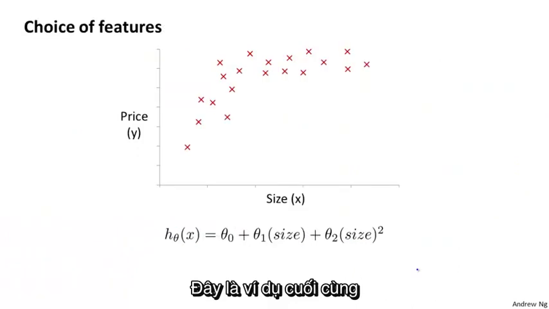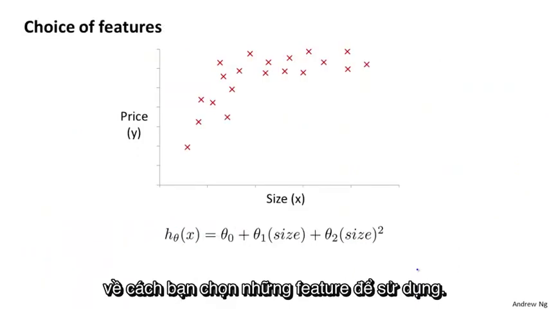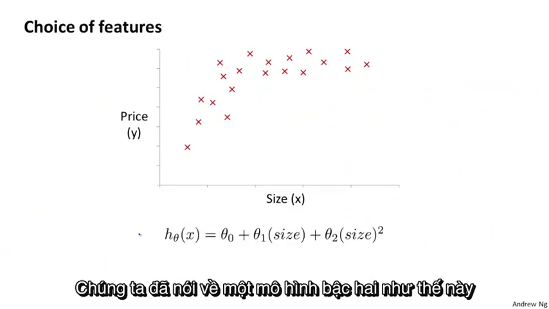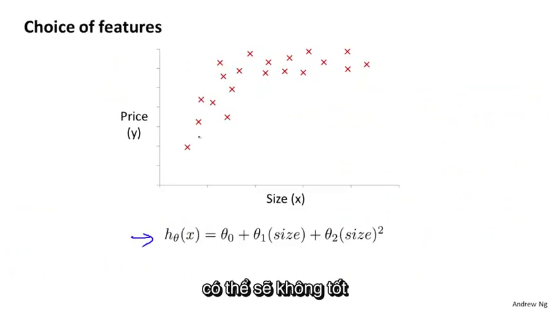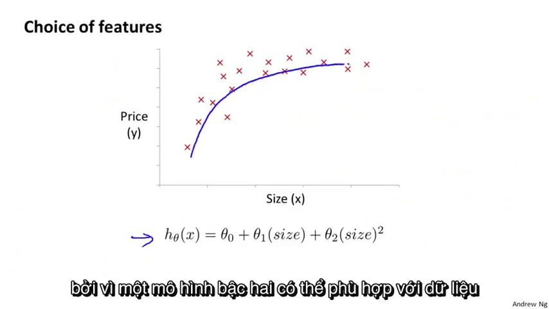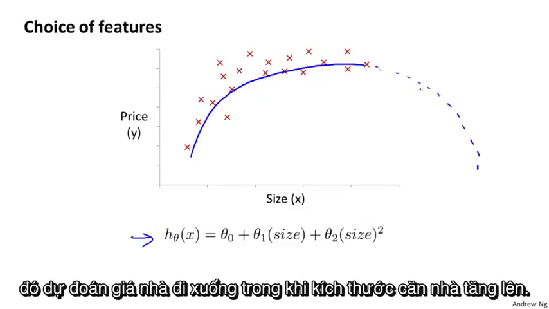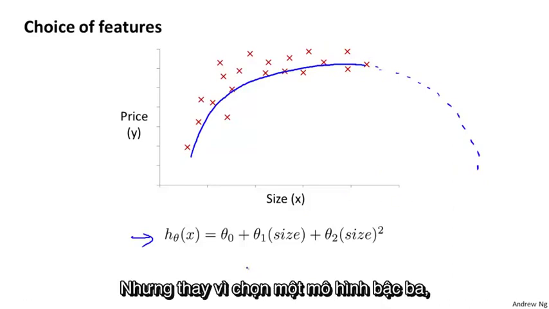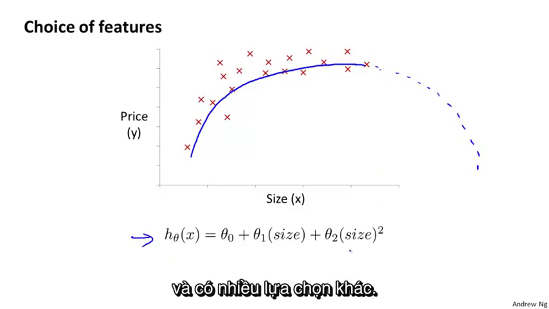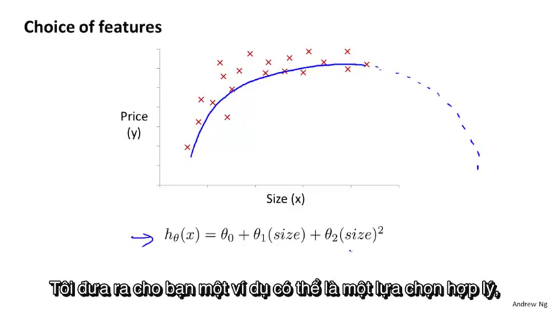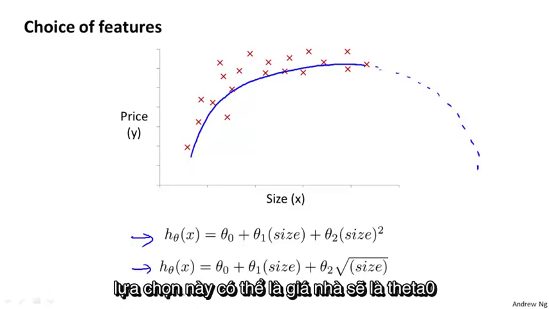Finally, here's one last example of how you really have broad choices in the features you use. Earlier we talked about how a quadratic model like this might not be ideal because maybe a quadratic model fits the data okay, but the quadratic function goes back down, and we really don't want to predict that housing prices go down as the size of the house increases. But rather than going to a cubic model, you have maybe other choices of features, and there are many possible choices.